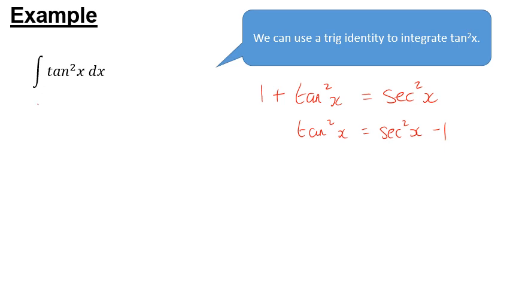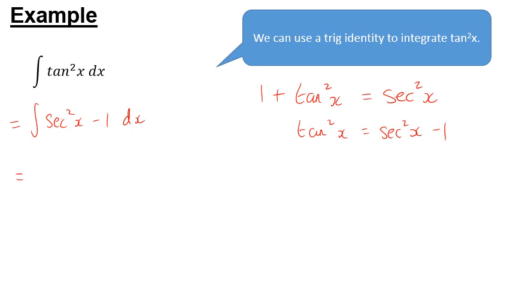So I can replace this integral of tan squared with sec squared of x minus 1. And then, even though that looks like we've made it even worse, we have actually changed it into an integral that's very easy to work out. Do we know something that differentiates into sec squared? The answer to that is yes.